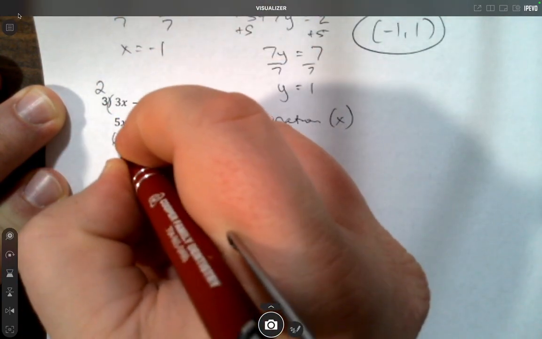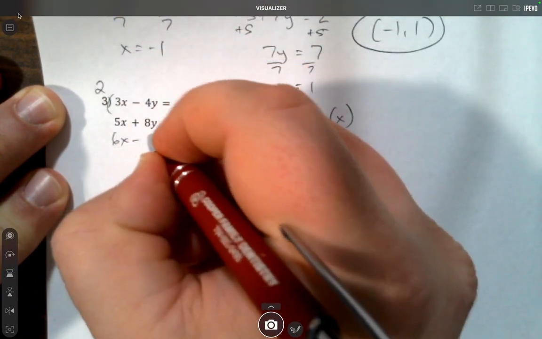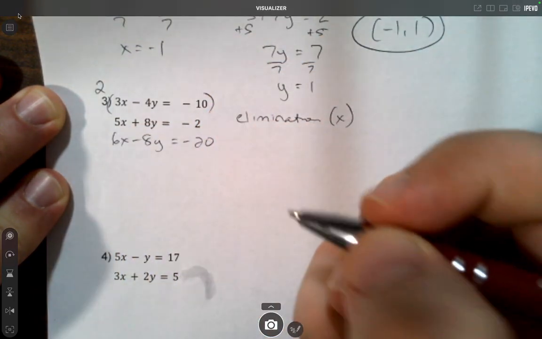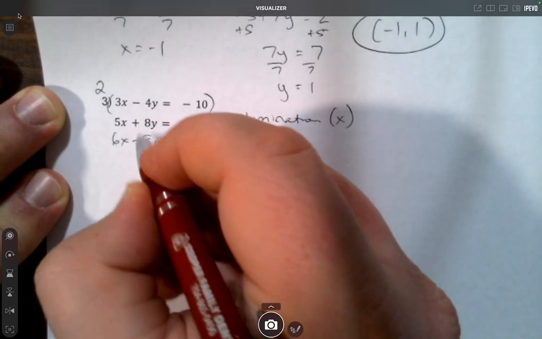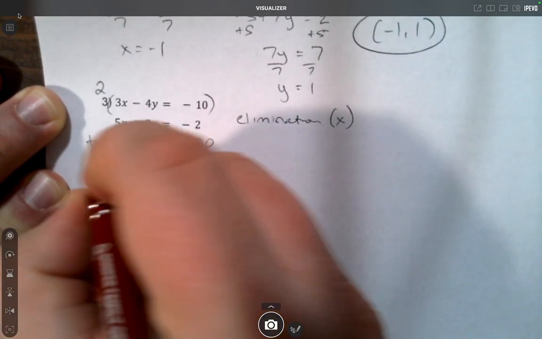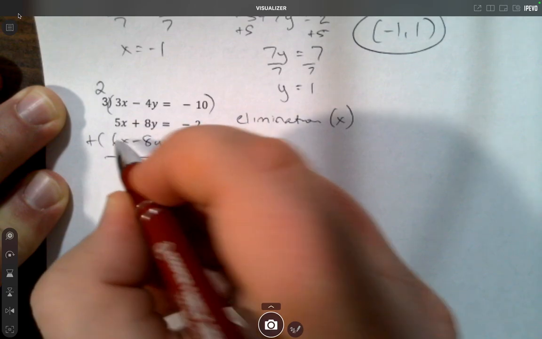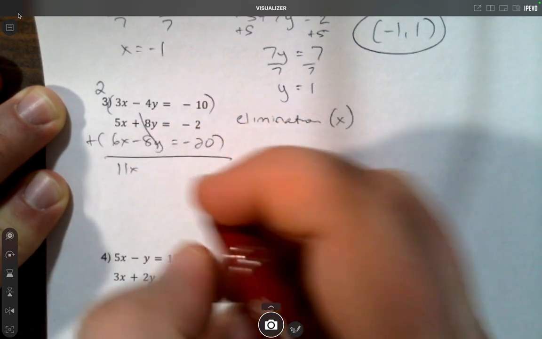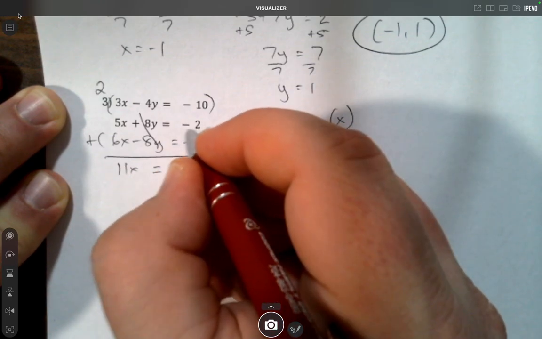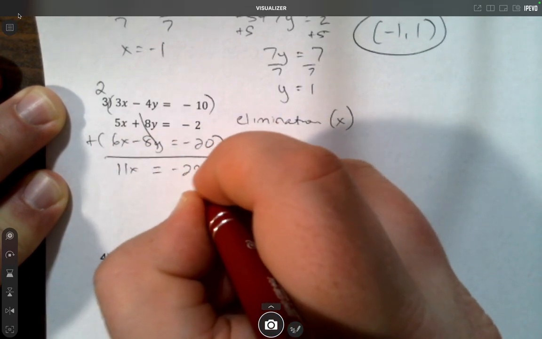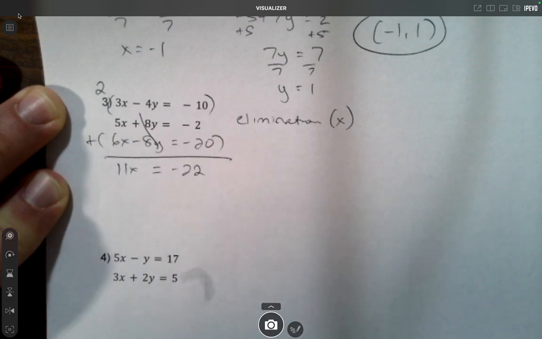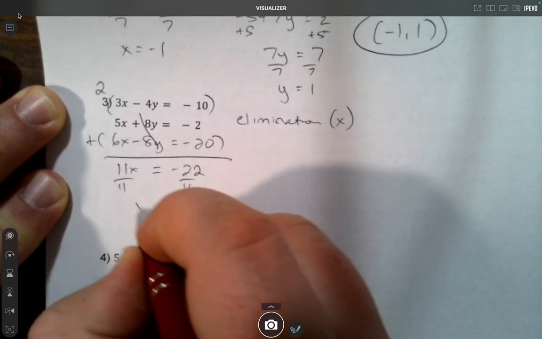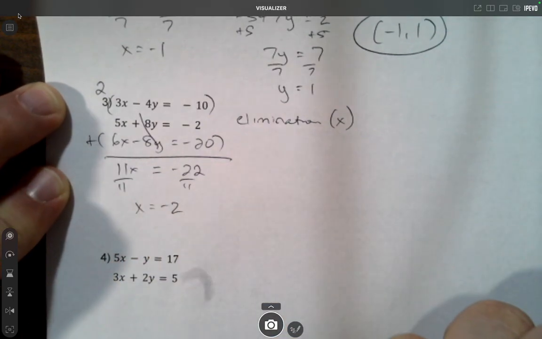So 2 times 3x is 6x. 2 times negative 4y is negative 8y. 2 times negative 10 is negative 20. Now, since these have different signs, I will add the two equations together. 5x plus 6x is 11x. 8 plus negative 8 is 0, so those are eliminated. Negative 2 plus negative 20 is negative 22. Then I divide both sides by 11, and I get x equals negative 2.